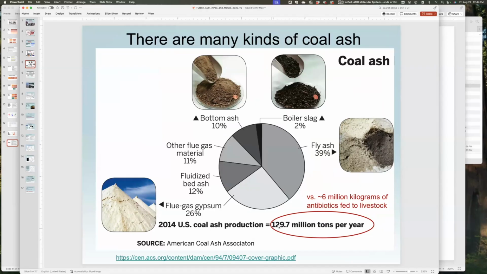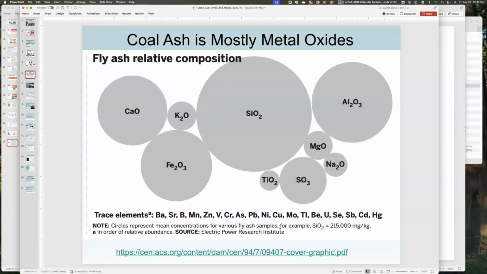The big thing that I would like you to note is that as little as 10 years ago, we were producing more than 100 million tons of ash per year. And I want you to compare that to antibiotic use on farms at the same time, which was around 6 million kilograms per year. Okay, so we're going from a few million kilograms to over 100 million tons. So the amount that's released into the environment is much greater.